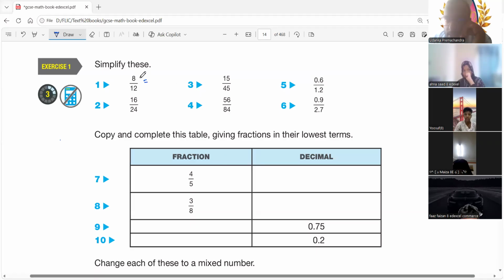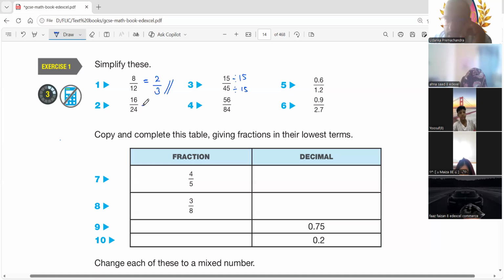Yes. Here, 8 over 12. You can divide both by 4. If I divide by 4, what is the answer here? 2. Here 12 divided by 4 should be 3. So you can write it as 2 over 3. Clear? It should be 2 over 3.